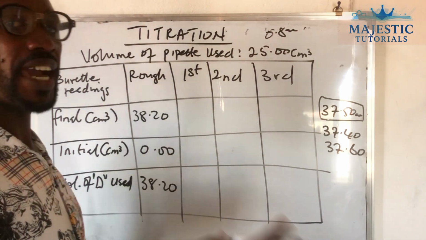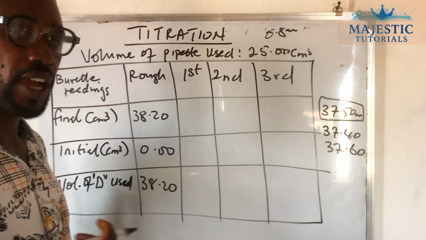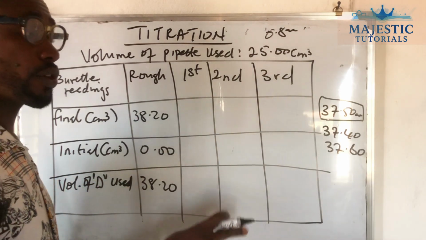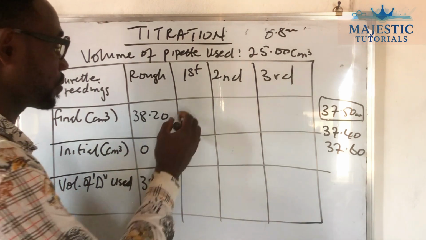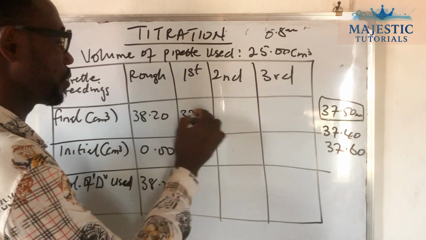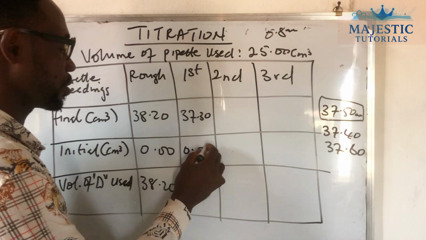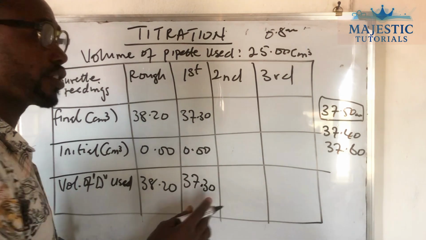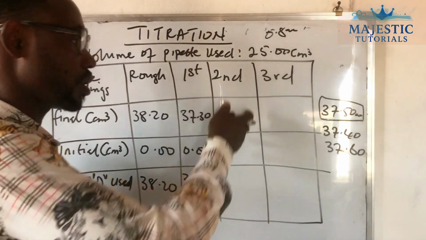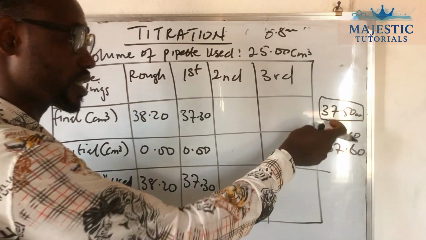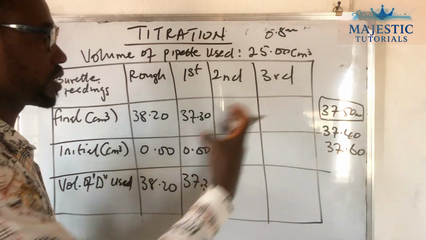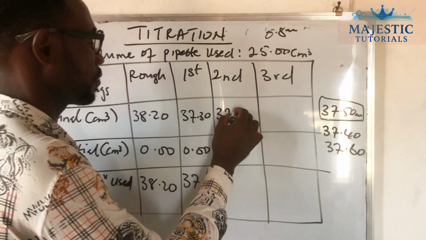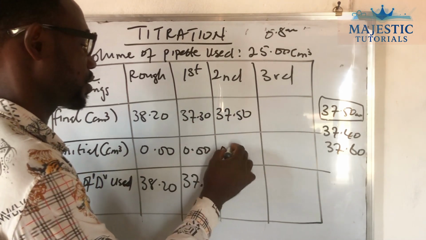Then the next one: I will minus 0.1 from the number in my mind for the rough, and the number in my mind is 37.4. 37.4 minus 0.1 is 37.30. So here is 0.00. It will still give me the same thing. I've minus 0.1. In my second titer, I will add 0.1 to the same number in my mind. So what is that number? 37.4 plus 0.1 is 37.50. So here is 0.00.